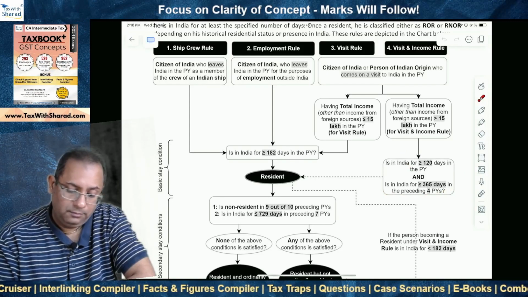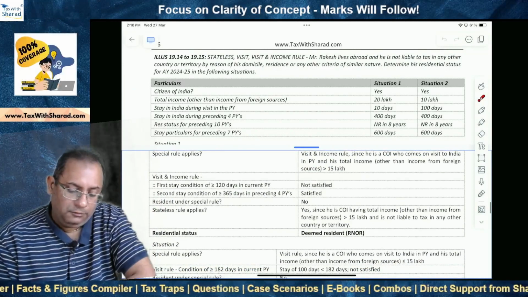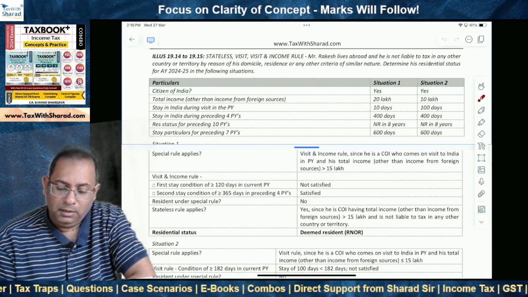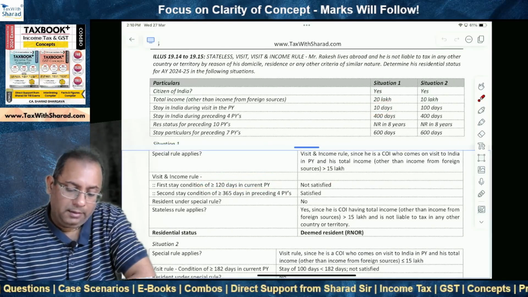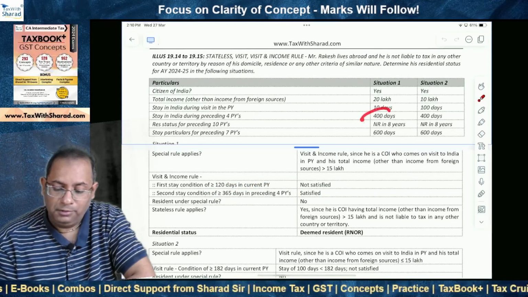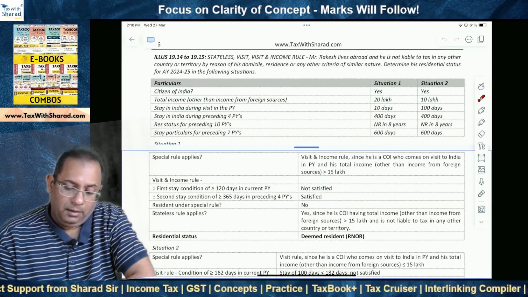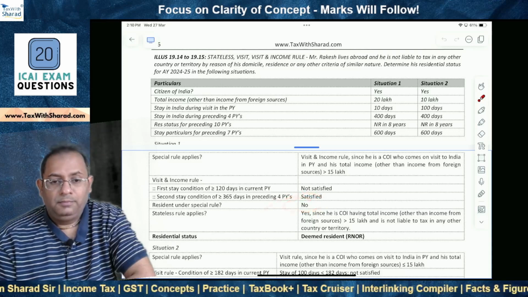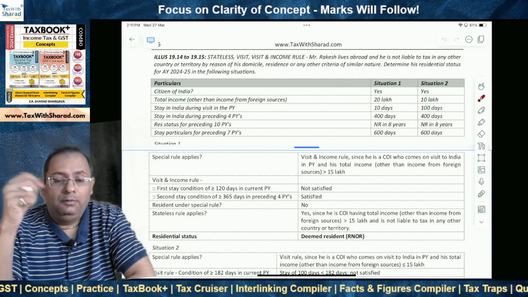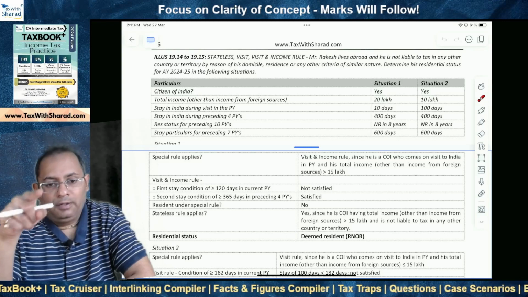We have already discussed. The first one is what? 120 days or more in the current previous year. This is not satisfied because he is in India only for 10 days. Second stay condition is what? 365 days or more in the preceding 4 previous years. This is satisfied. Why? Because it is 400 days. Okay. But since both conditions are not satisfied, Mr. Rakesh is not a resident under the special rule. But since special rule is applicable, we should not go and check the general rule. A special rule is applicable, but he is not a resident under the special rule.